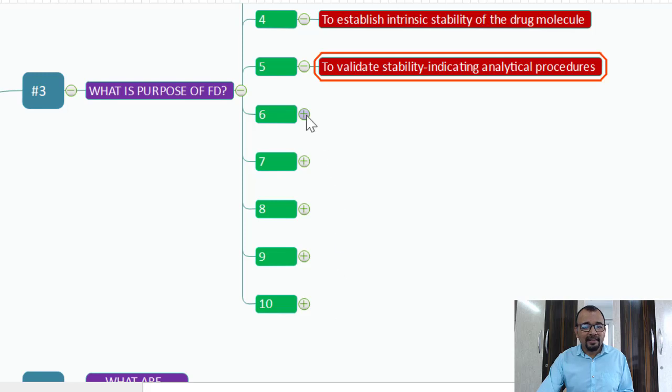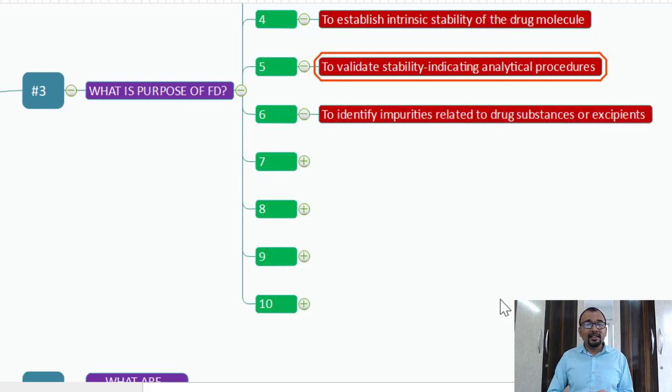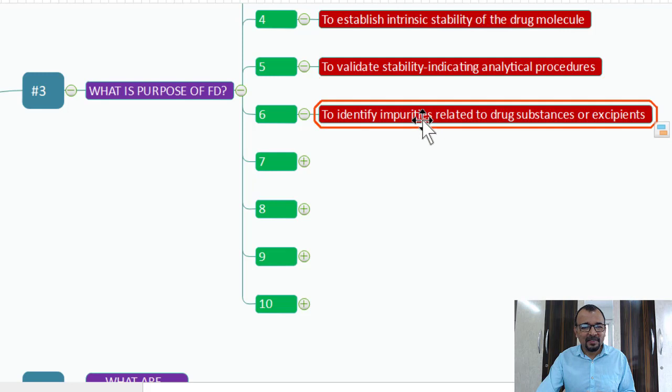The sixth point is to identify impurities related to drug substances or excipients. Now, if you are into formulation development, there are some impurities which are only generated out of the API or drug substance degradation. But are there any other impurities which are extra and only generated because of the interaction of your drug substance with the excipients? This can be identified with the help of forced degradation study.